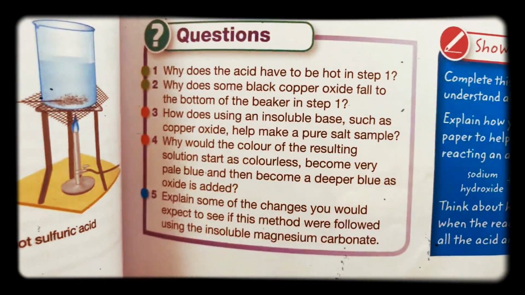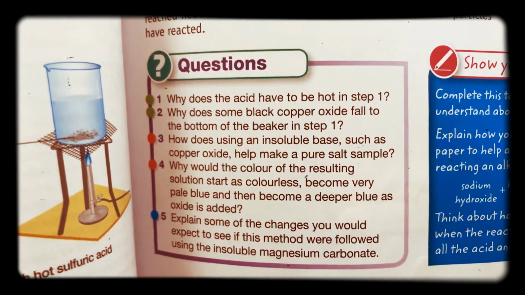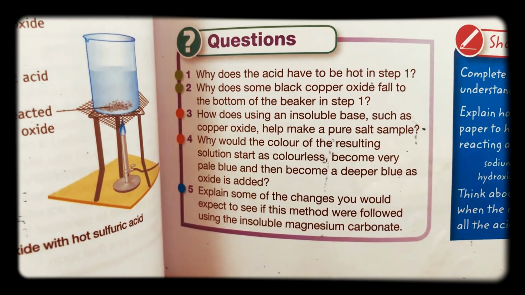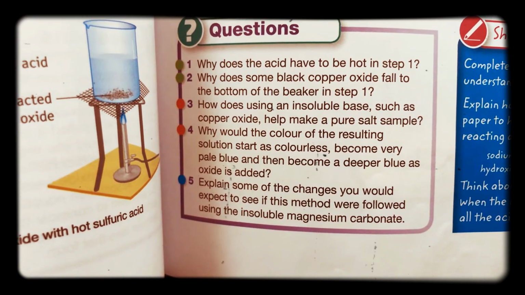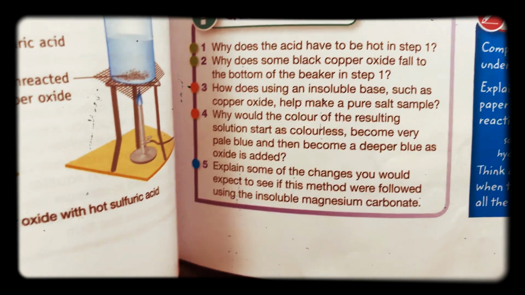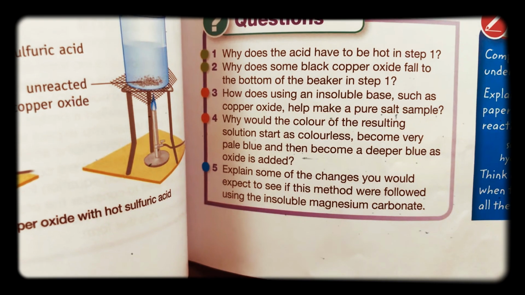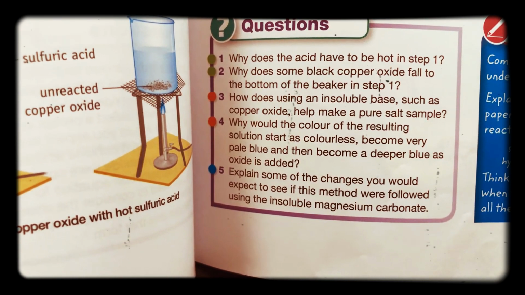Okay, right, a couple of questions to finish off. Just test your understanding. Okay, let's think about some of these questions and some of the answers that could come about. Why does the acid have to be hot in step 1? Pause the video, think about it. It has to be hot because the copper sulfate needs to form a saturated solution. So we want to try and dissolve as much copper sulfate in the solution as possible.